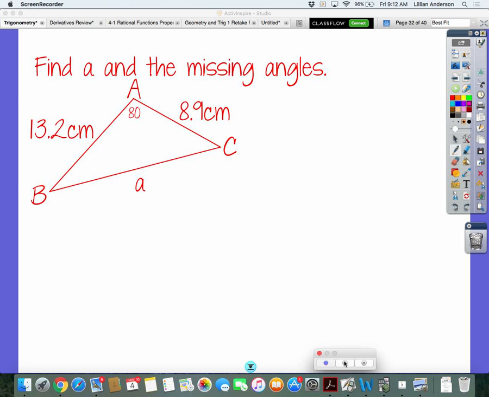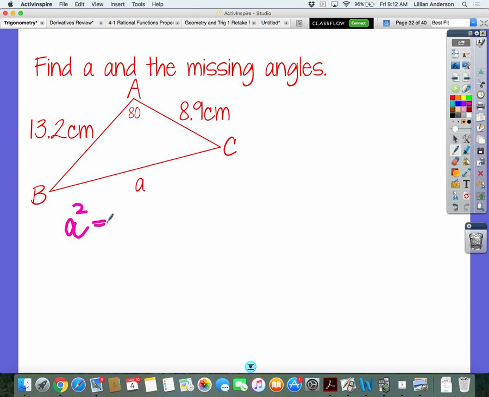Now, the easiest one to find would be side A, clearly. We could not use sine rule here at all. We do not have angle, angle, side, or side, side, angle, so we couldn't even resort to that. We would have to use cosine rule to start this off. So you would set it up. You're looking for A, so it would be A squared equals, following the rest of the formula.